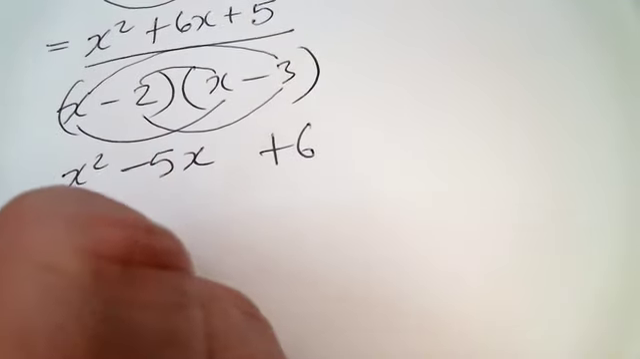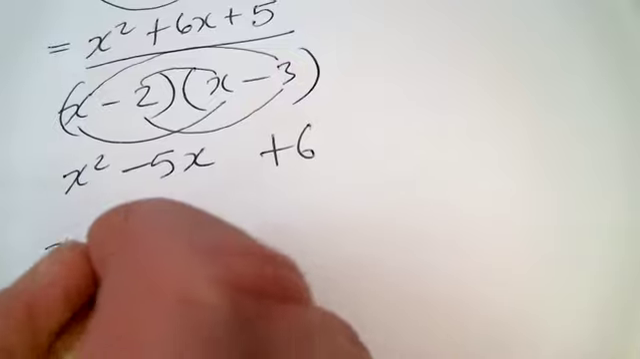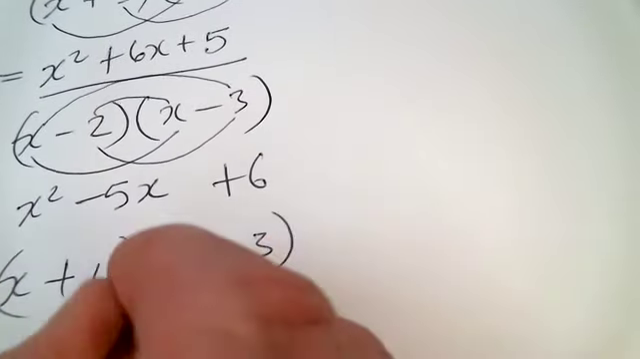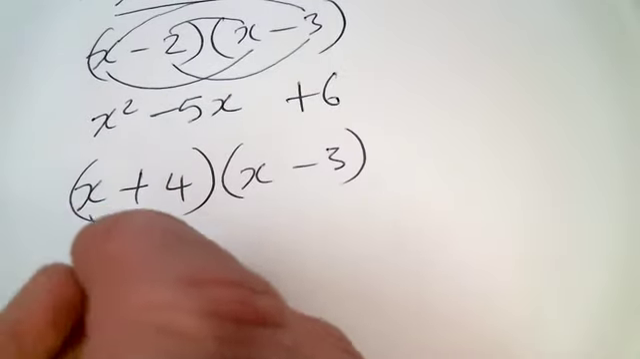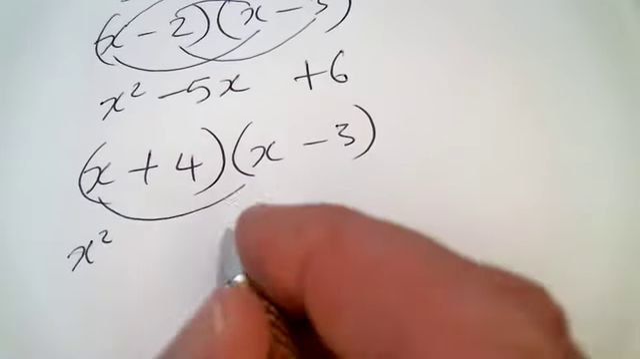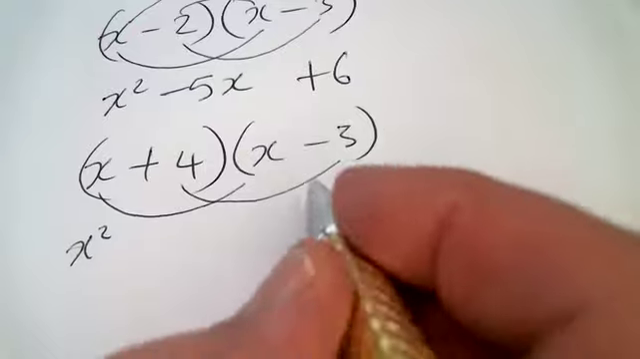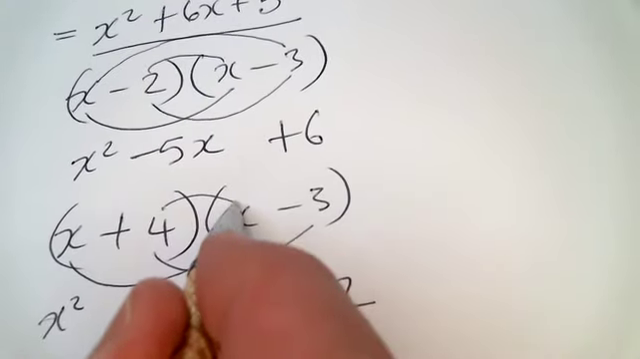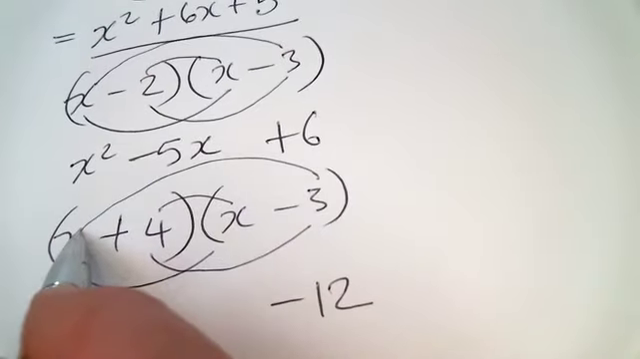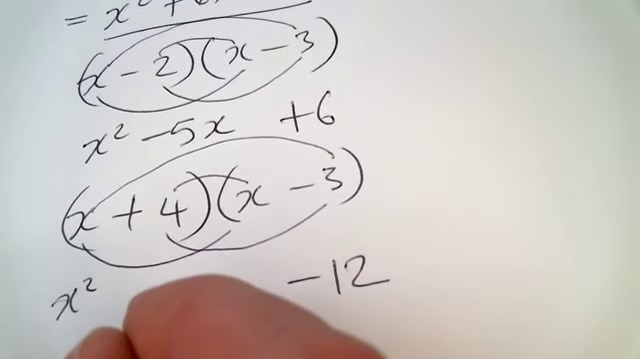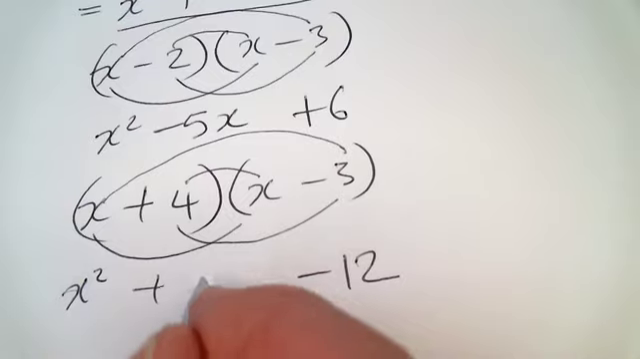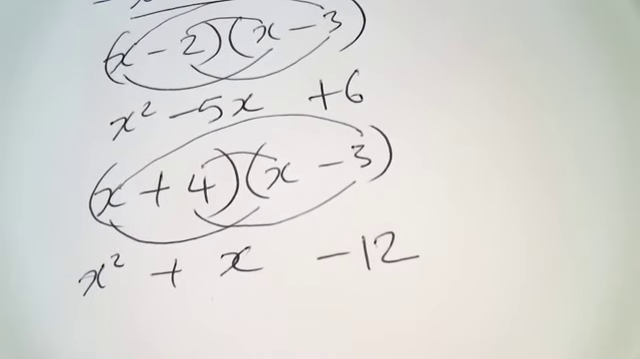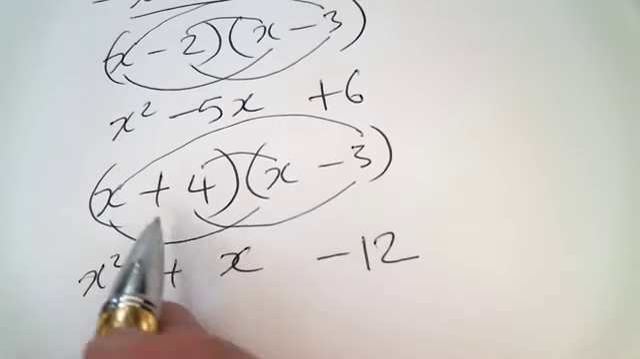Let's do it with just one negative. Let's say I've got x plus 4 and x minus 3. So I'm going to have x times x is x squared. 4 times negative 3 is going to be negative 12. And a 4x minus a 3x is just going to be 1x. And I'm just going to write plus 1x or just plus x. And there's my solution.